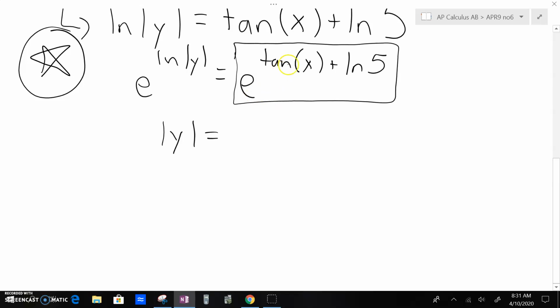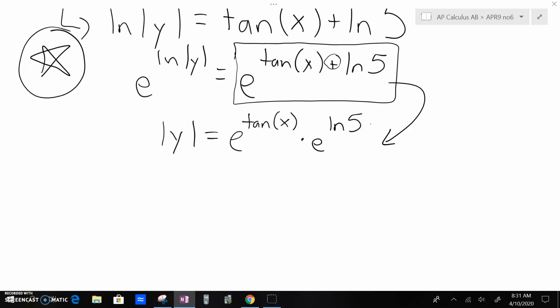E doesn't get distributed to each of those powers. When you have a plus sign in the powers, that is equivalent to e to the tan of x times e to the ln of 5. This step, this is where we made mistakes. This is what led many of you to choose the commonly used wrong answer. Actually, more of you picked the common wrong answer based on your pre-calc skill.